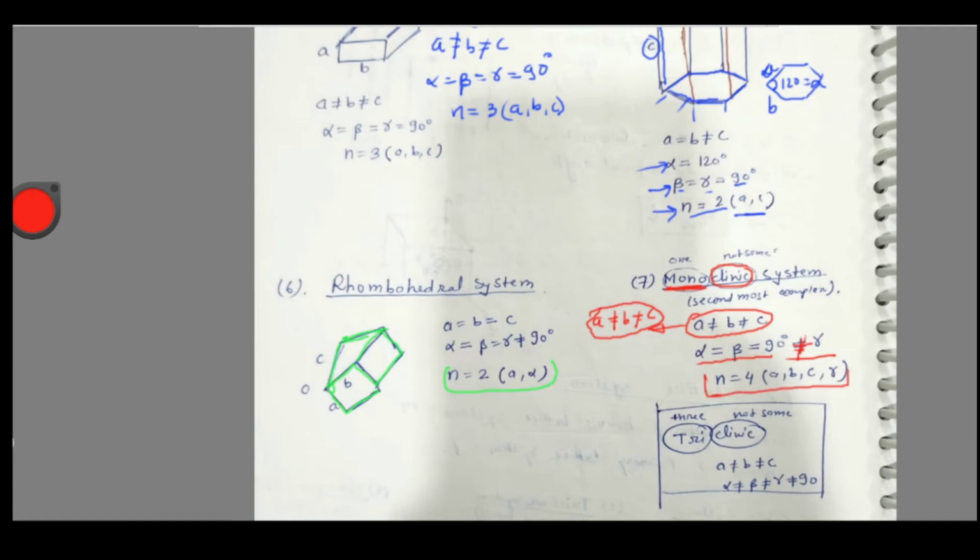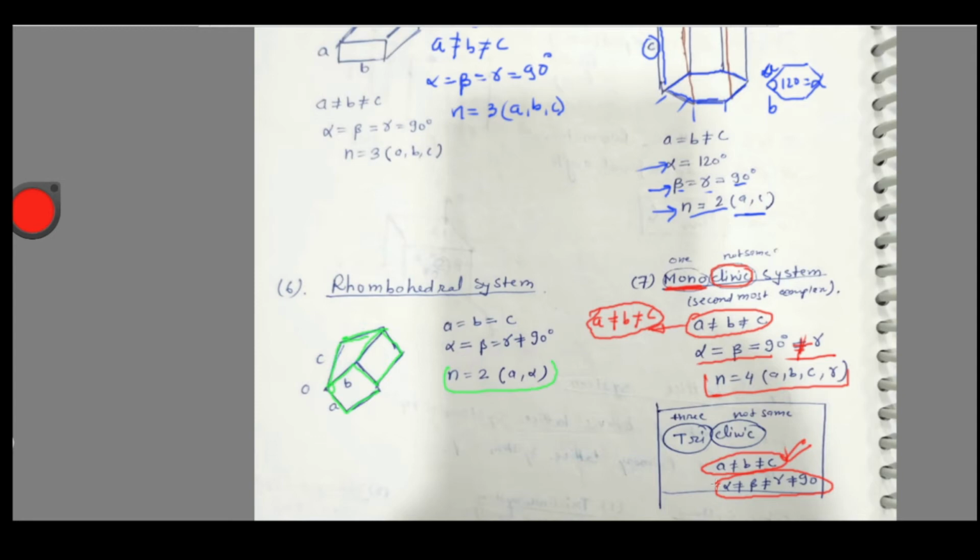Okay, so triclinic means three not same. Triclinic means all three sides will be not same. Alpha is not equal to beta is not equal to gamma and not equal to 90 degree. So this was about the Bravais lattice system. So basic primary lattice systems were 7, which we have discussed here.